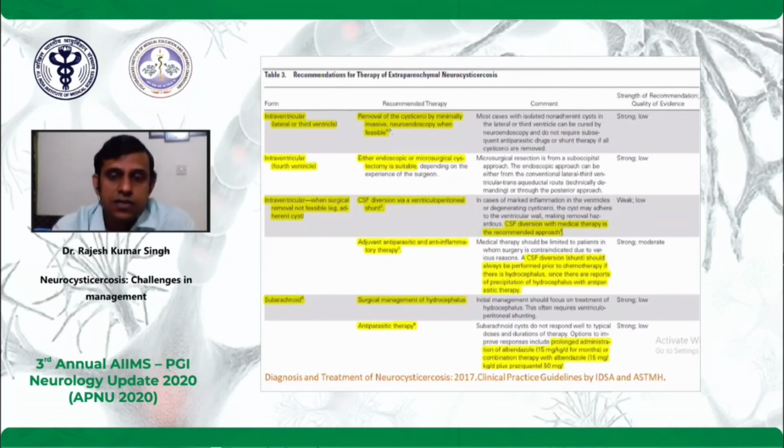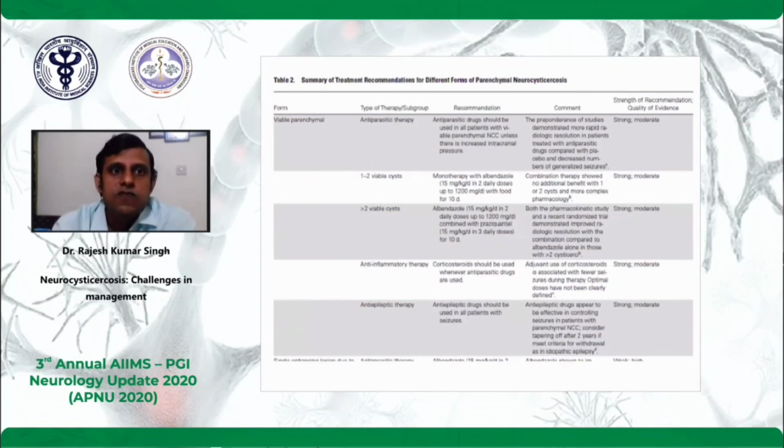If it presents with hydrocephalus, we should give surgical management first, and we should not give antiparasitic treatment in the presence of hydrocephalus. It should be treated first, then we can give antiparasitic treatment, and they often require prolonged administration of albendazole or combination therapy with albendazole. When we use prolonged therapy, we must know the side effects of these drugs, particularly albendazole. For recommendations, we have already learned that for viable parenchymal lesions, 1 to 2 lesions get monotherapy. For more than 2, we can give albendazole plus praziquantel. For anti-inflammatory therapy, corticosteroids should be used when the antiparasitic drugs are used.